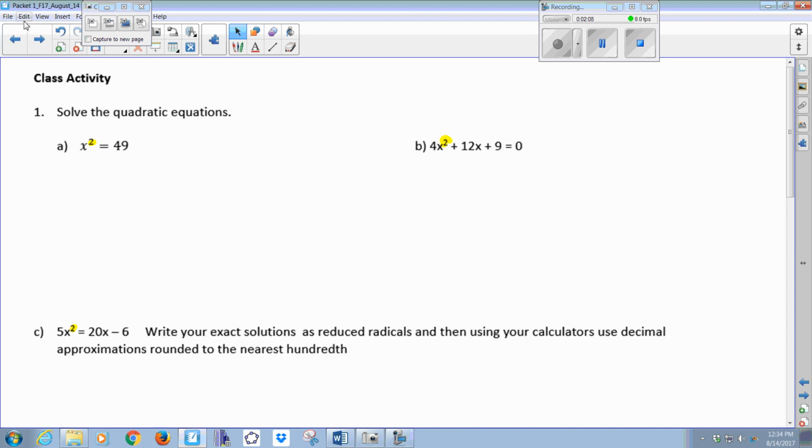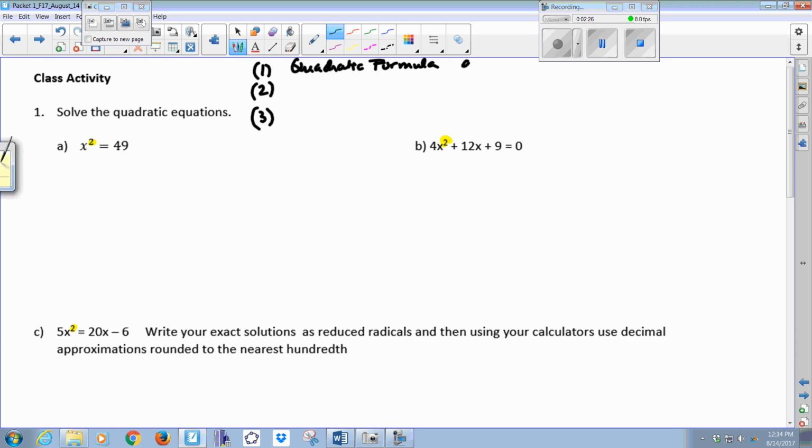So let's take a look at, real quick, review the three strategies we came up with for solving quadratic equations. Okay, we know that the quadratic formula can be used to solve any quadratic equation, any one. But sometimes using the quadratic formula and simplifying it can be a little intensive algebraically. So if you can use another method that may be quicker and easier, then let's go for it.